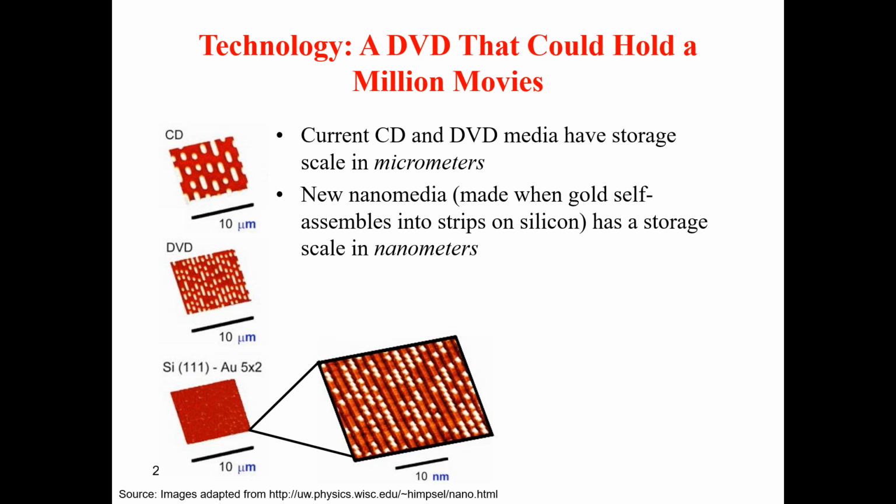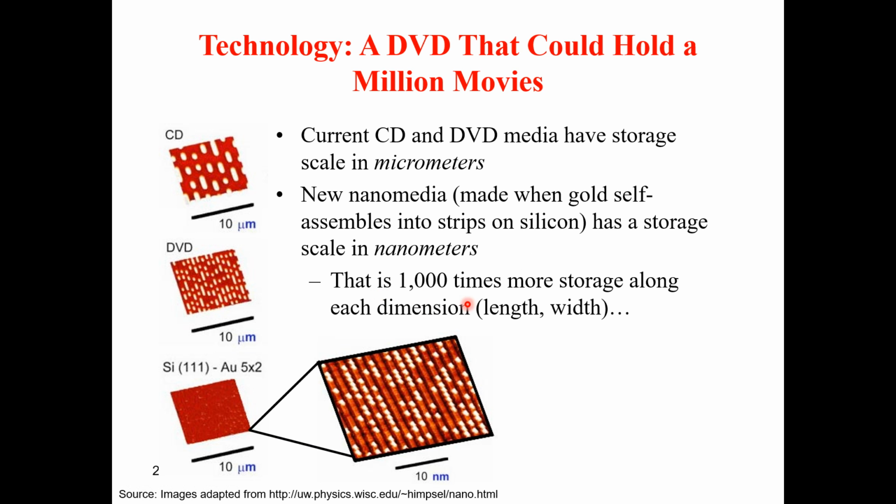That is the key concept we can have with the new nanomedia, normally made when gold self-assembles and is strapped on silicon, which has a storage scale in nanometers. It's unlike the current CD and DVD media, which have a storage scale in micrometers. The old media currently in use is designed in micrometers, but the new media is designed in nanometers, so that has 1,000 times more storage capacity along each dimension, that is length and width.